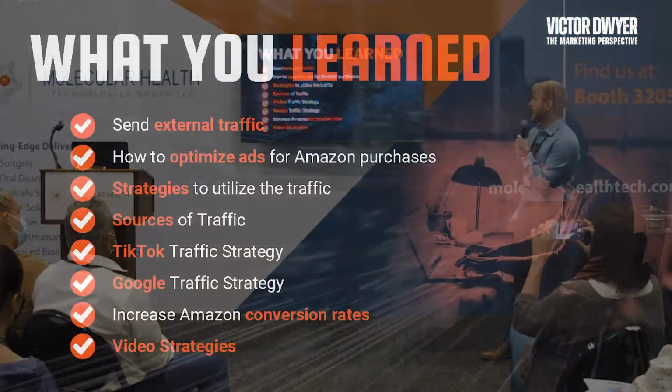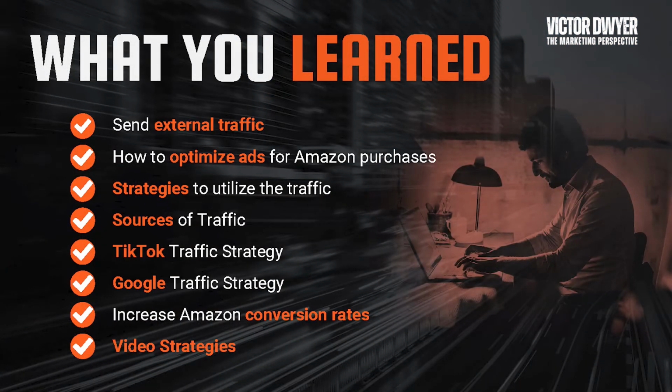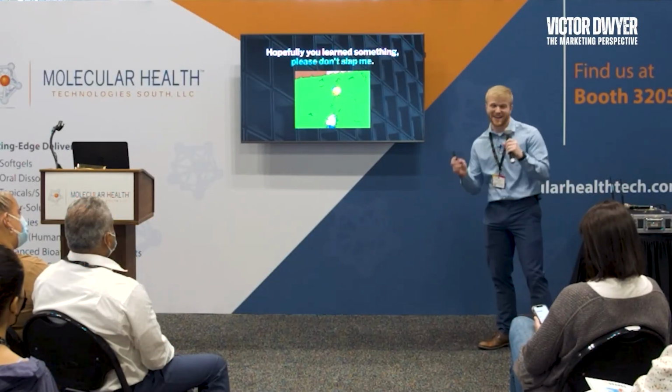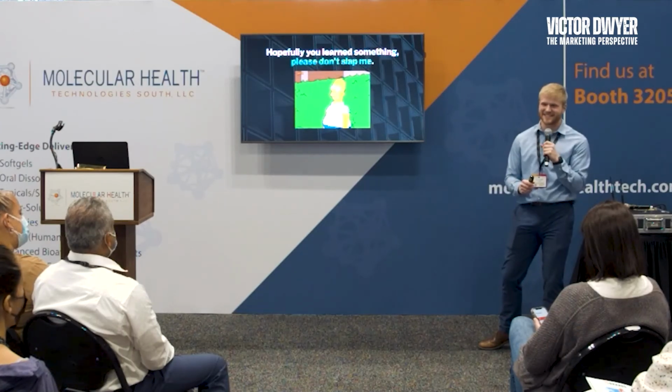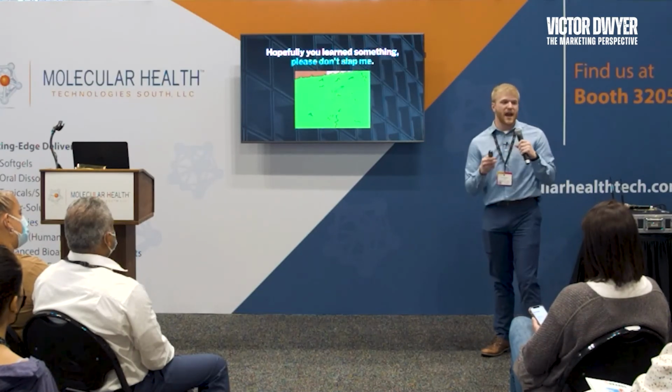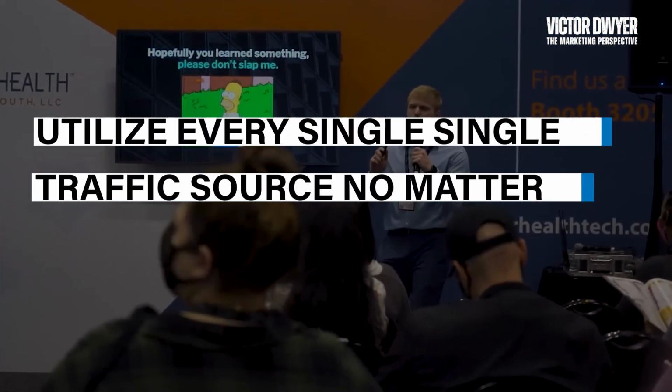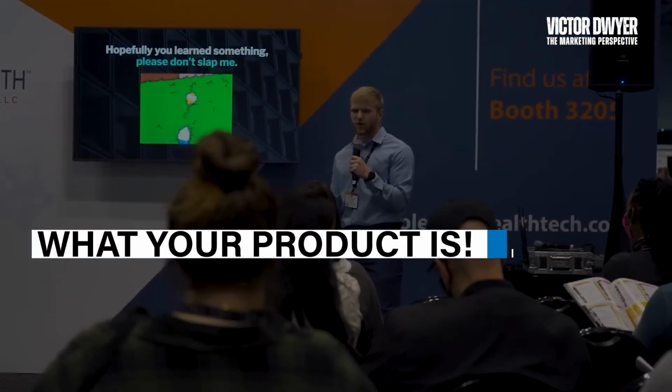So what you learned is how to send external traffic, how to optimize those ads for Amazon purchases, some strategies to utilize that traffic, some sources of it, some TikTok stuff, some Google stuff, and how to increase Amazon conversion rates overall, and how to use video strategies. Hopefully you guys learned something, because if you didn't, I hope you guys don't slap me, but there's a lot of things in here that can really help you learn and really dominate Amazon as a whole and utilize every single traffic source, no matter what your product is. That's what you learned today.